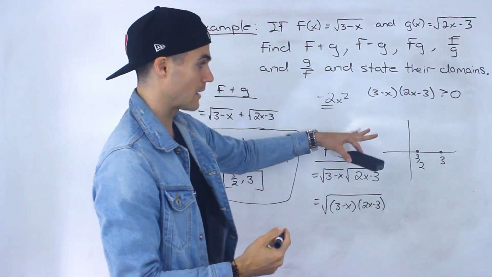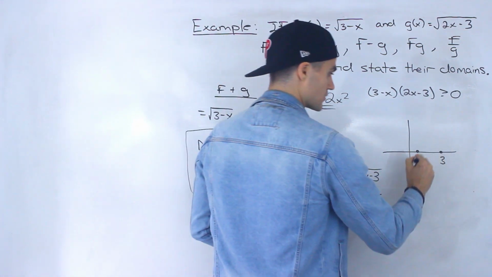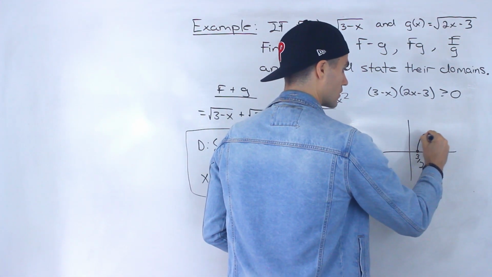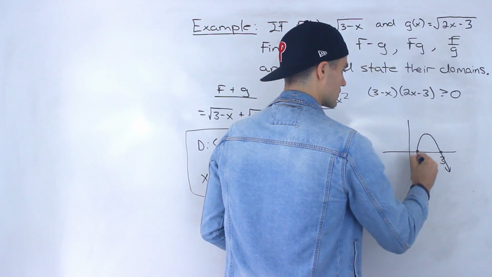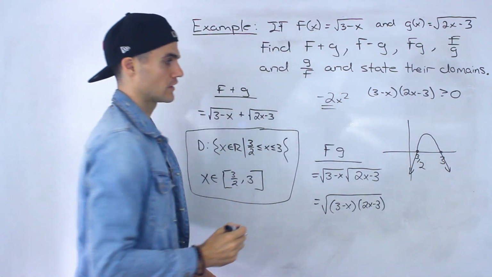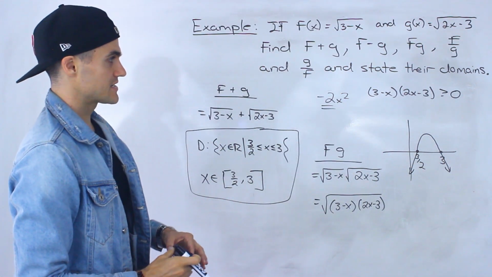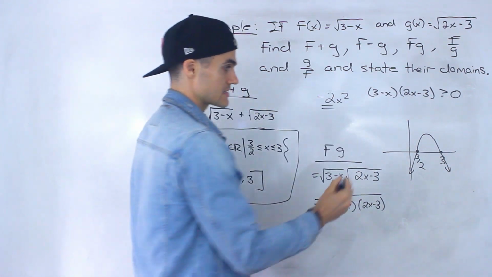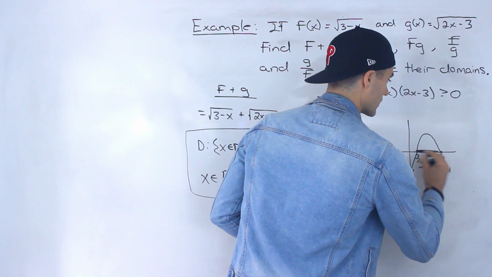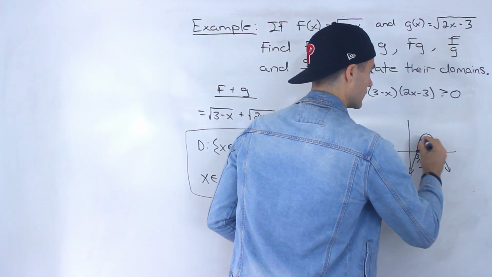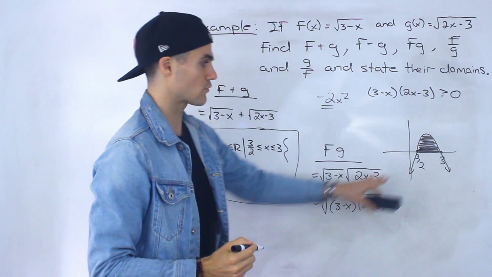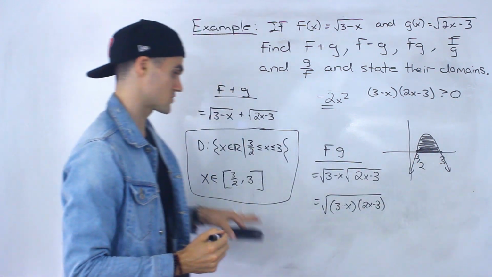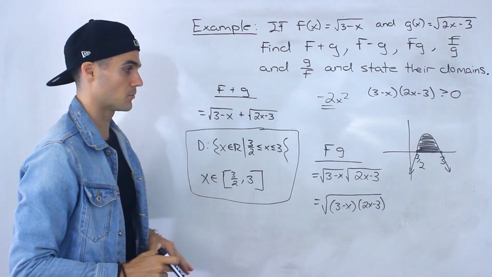So we know this is a parabola and it's opening down. These are the two intercepts, so it's going to look something like that, roughly. And so when is this expression greater than or equal to 0? Well, we could see from the diagram right here, between 3/2 and 3, which is what I mentioned here, same domain.